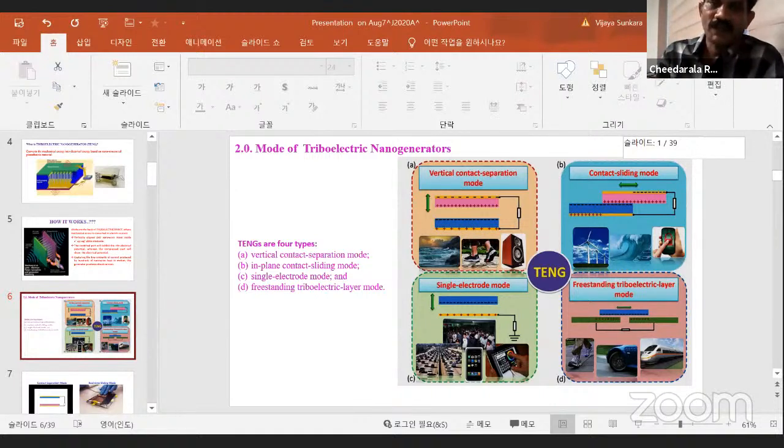You can see image A, and the in-plane contact sliding mode. We can just slide the surfaces and generate power through the sliding mode. Then the single electrode mode, where we can take the energy through a single electrode, and the freestanding triboelectric layer, which generally passes through the air. In the freestanding mode, the electrodes can touch each other occasionally, then charge will be generated, which is mainly used in the working style of triboelectric nanogenerators and electric trains, and several things you can use in the domestic way.